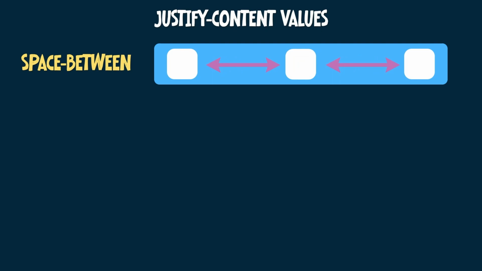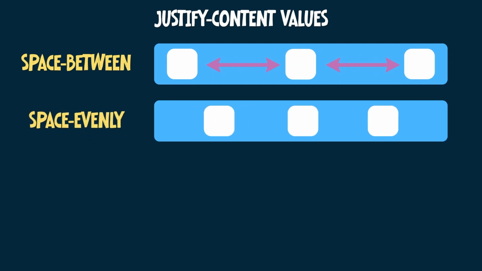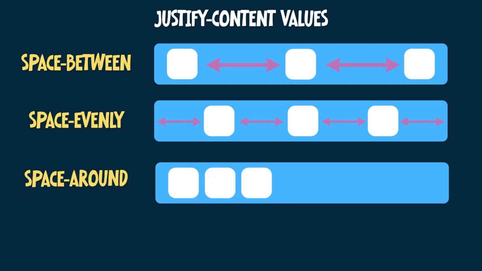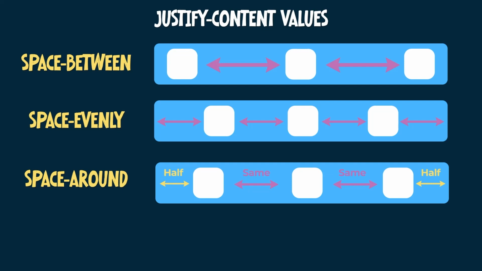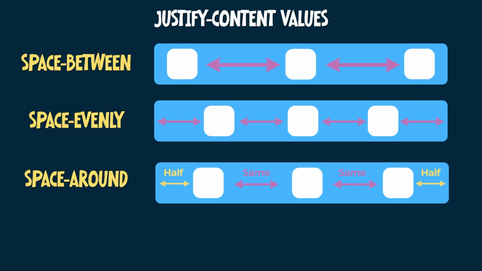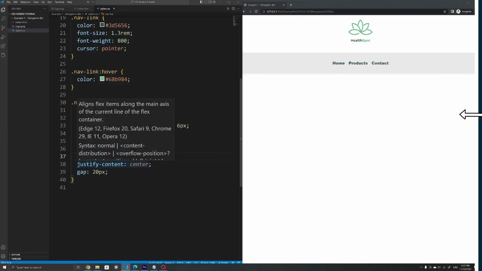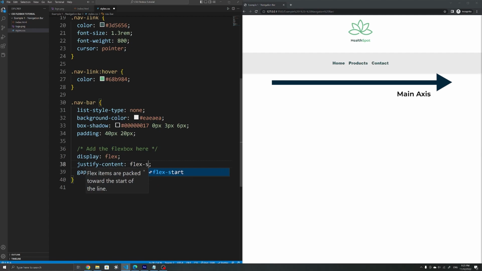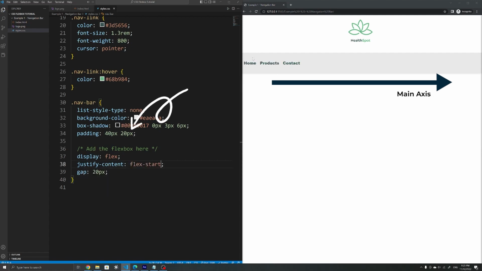Or space evenly, which ensures the spacing between all elements is equal. And the last one is space around, which ensures the spacing between all elements is equal, but with halfway spacing on both ends. And no, you don't need to remember them by heart. You can just experiment with the different values to find what works given different situations. Before we move on, try using the different values within the navigation bar example. And do note that I have added some padding, which is why flex start doesn't start right at the edge.